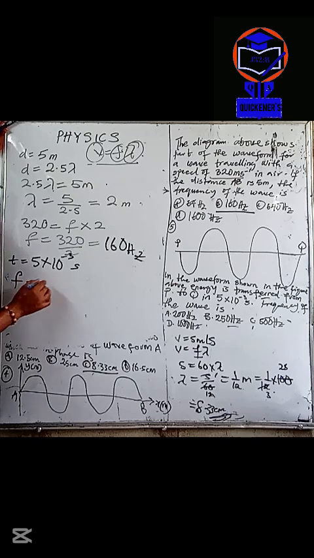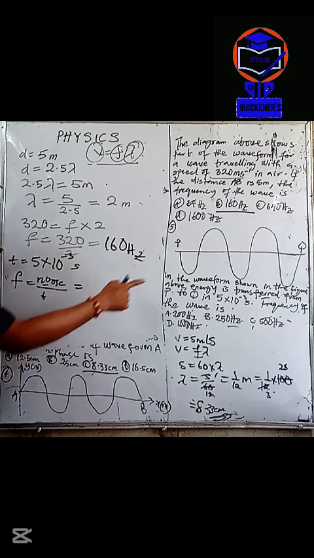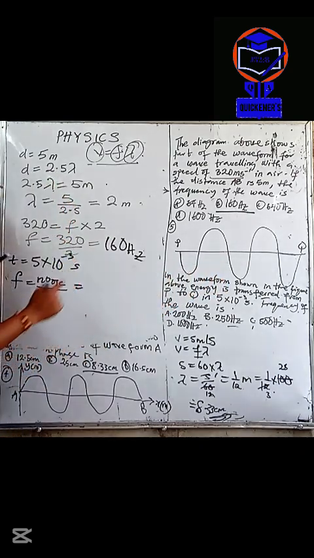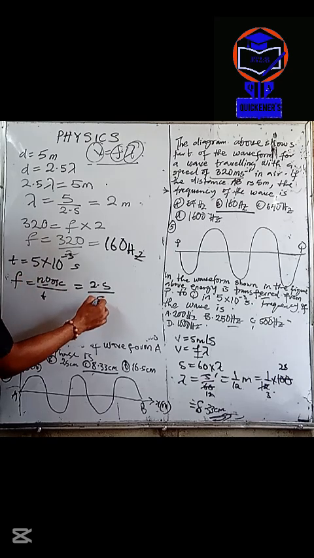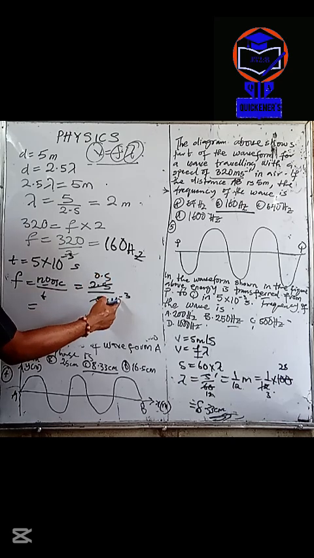Remember, frequency, as this topic was very simple. Frequency is the number of oscillations over time taken, right? So how many oscillations do you see here? 2.5, right? So 2.5 over time, 5 times 10 to the power minus 3. So we have 5 times 1, 5 times 0.5, so 0.5 times 10 to the power.